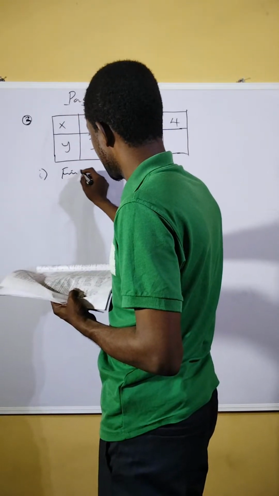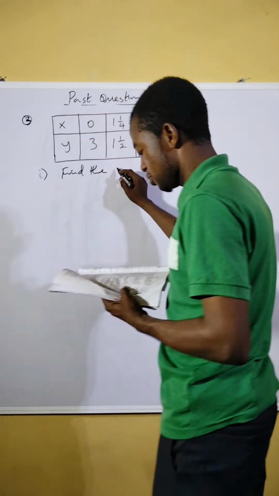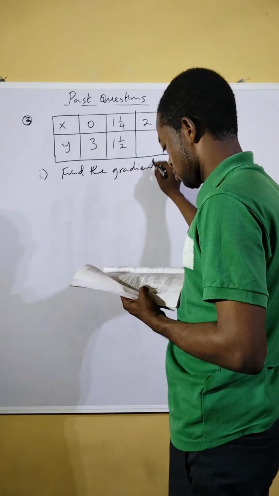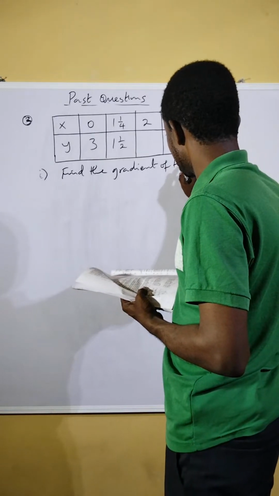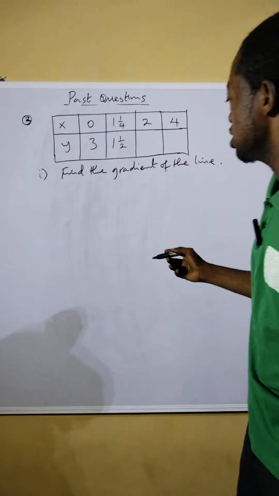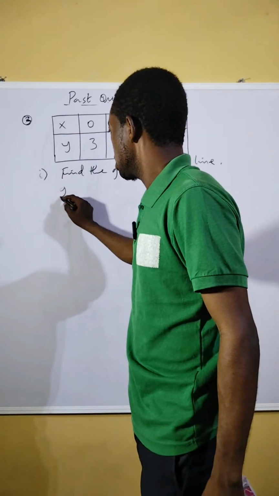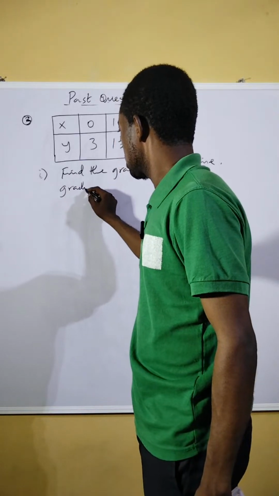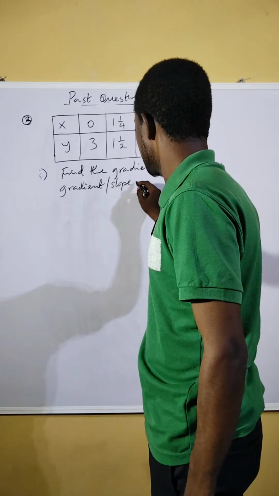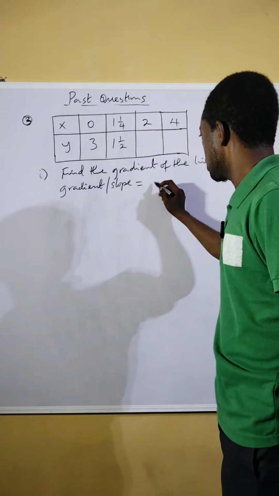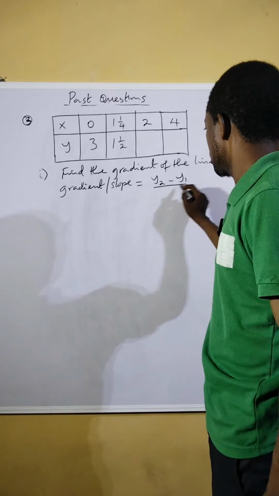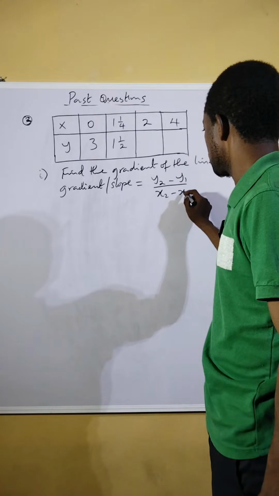Find the gradient of the line. Now for a straight line, the gradient of a line is sometimes called slope. So we can say gradient or slope. This is given as change in y over change in x, which is y2 minus y1 over x2 minus x1.